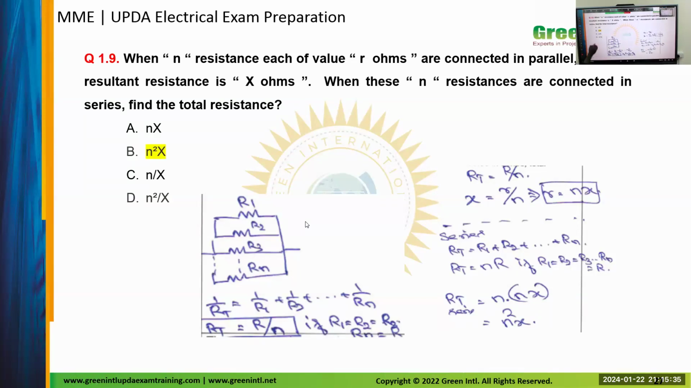So here we have N resistances, each resistance having R ohm. See here: R1, R2, R3, Rn. We have N resistances, and all the N resistances are connected in parallel. Each resistance has R ohm. So it is R ohm, it is R ohm. All the resistances have equal R ohm.